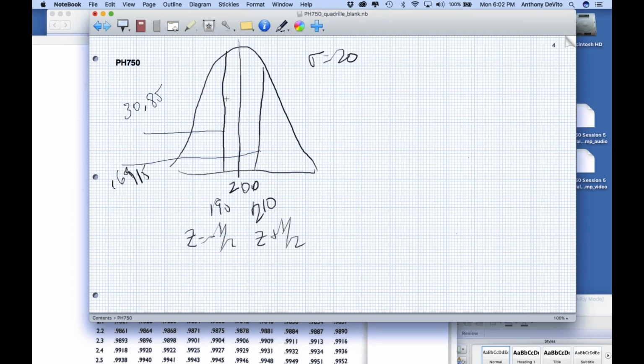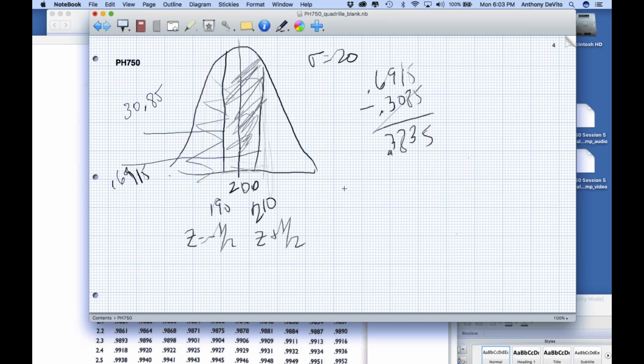So what's the area between them? All I have to do is take 0.6915 and subtract 0.3085. And that'll leave me with this area in here. I'm taking this whole thing here, subtracting this part, and it leaves me with the section that I need, the likelihood that they would be between those two values. That's about 38.3%. 0.3830. Did I get that right? I'm sorry, you're right, 0.3830.